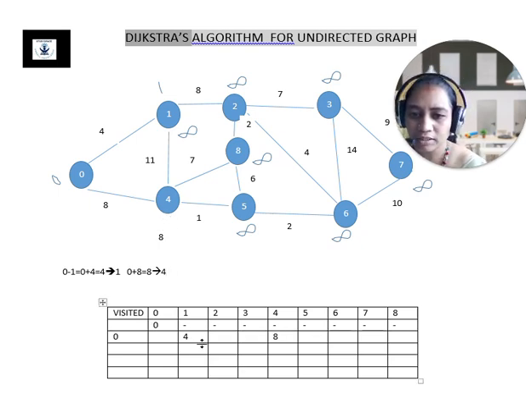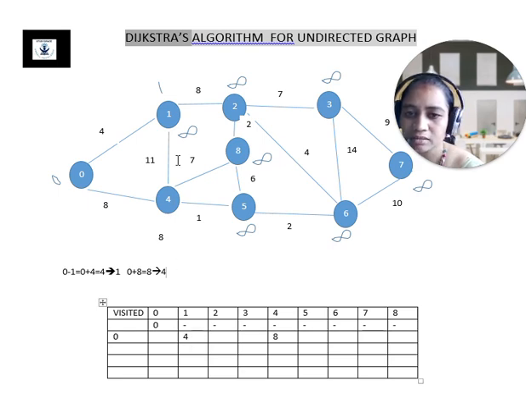Now among these two, which is the least we have? That you have to make visited. 0 is already in the visited list. So now what I have to do is make the node which has the lower cost visited. So 4 is less here, among 4 and 8.